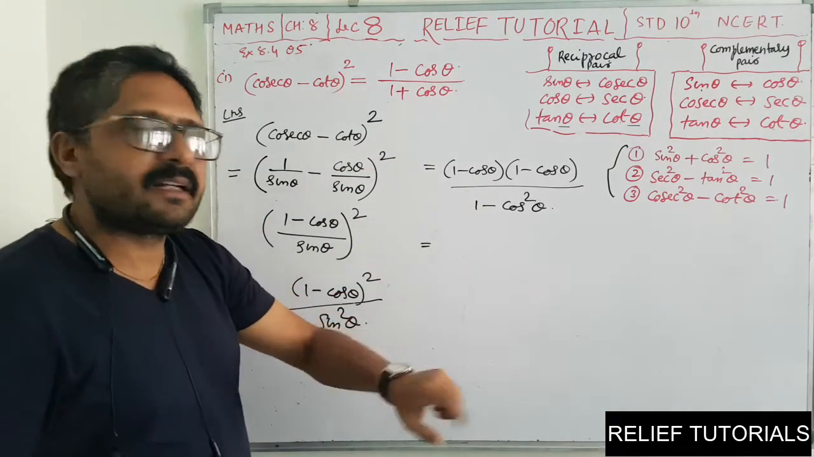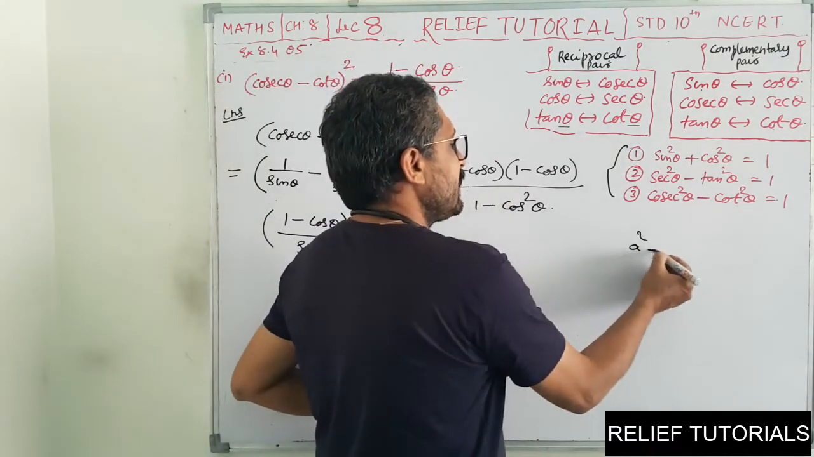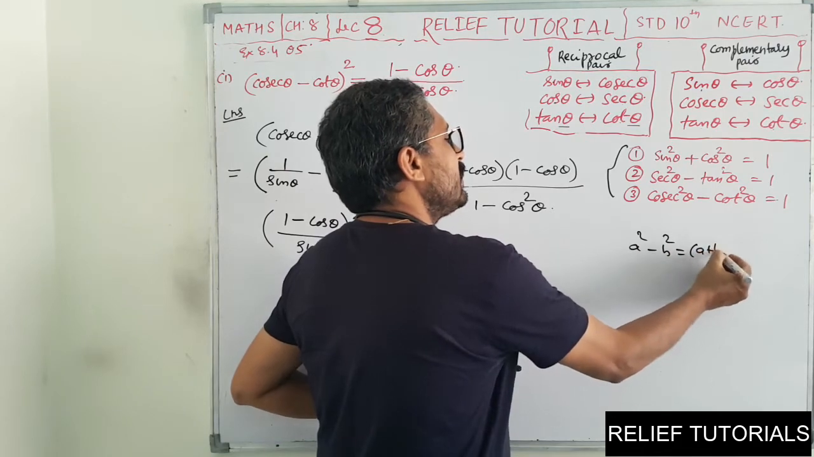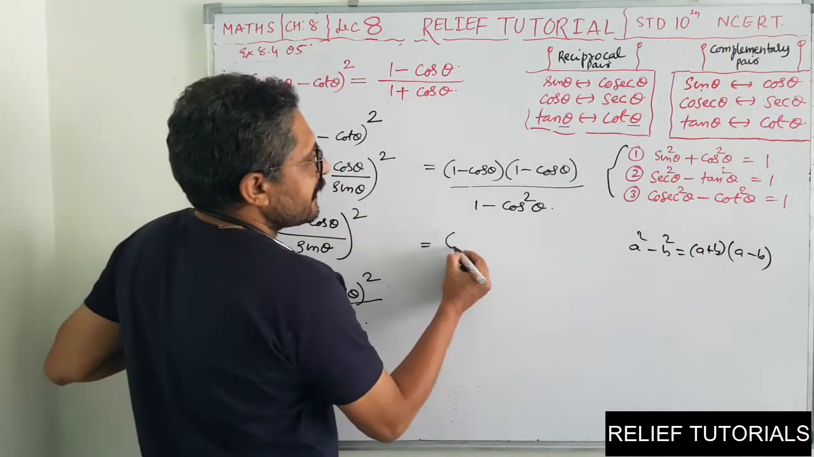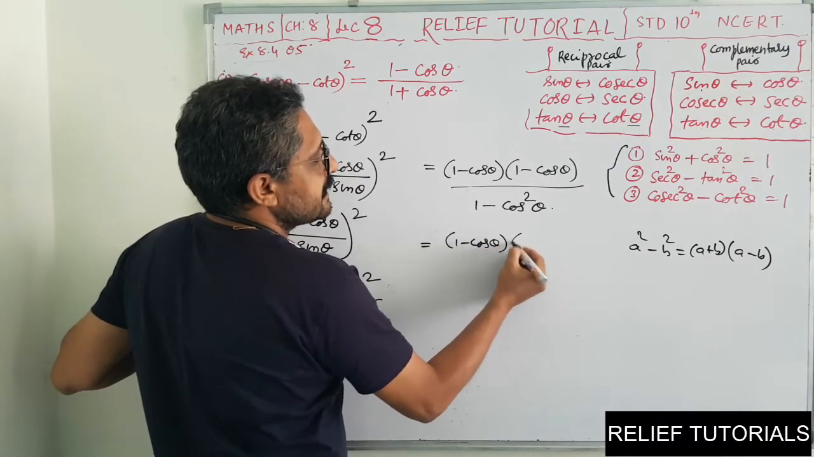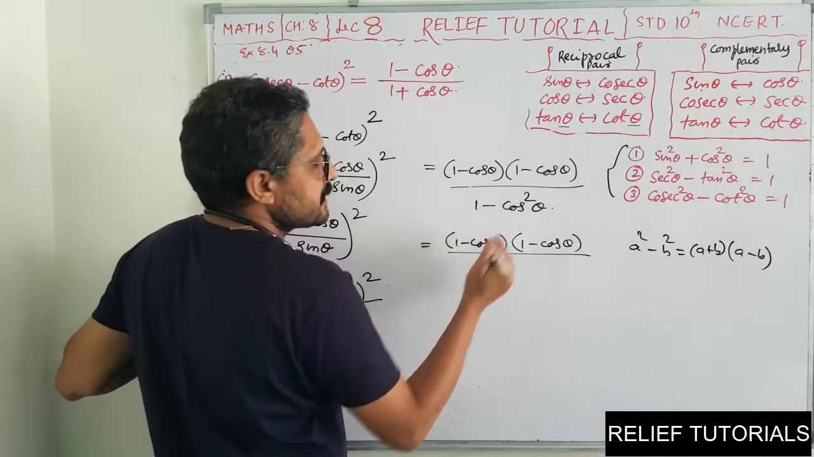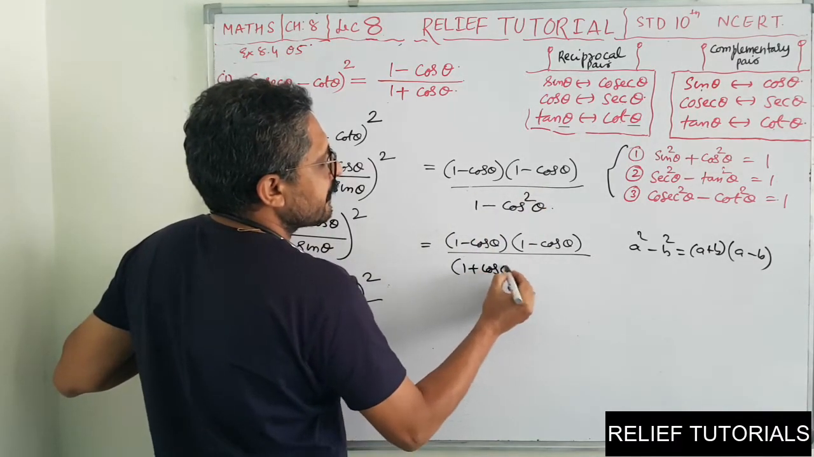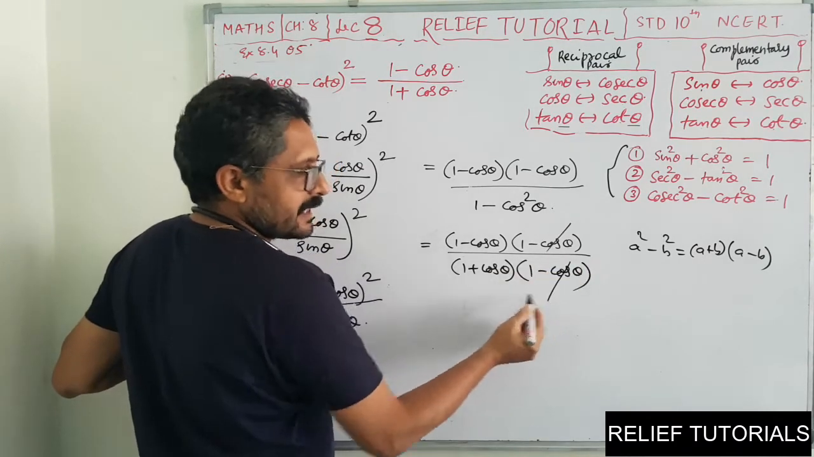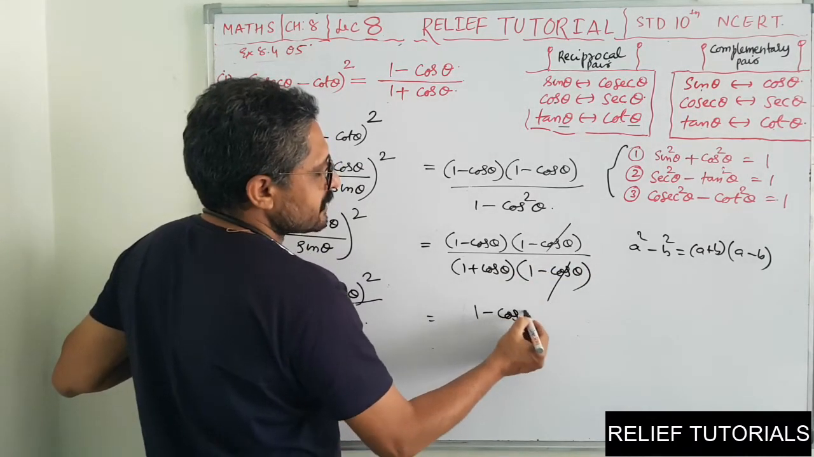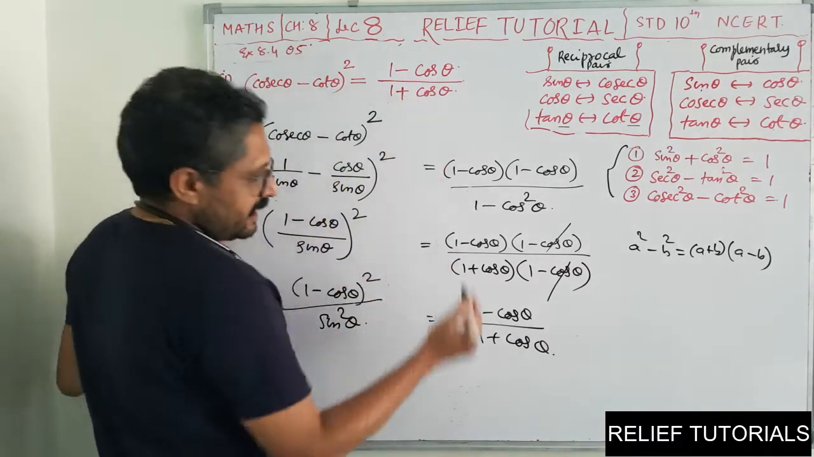Again we don't want a square here, so we will think algebraically. A square minus B square is equal to (A plus B) and (A minus B). So I write 1 minus cos theta as it is, and 1 minus cos square theta becomes (1 plus cos theta)(1 minus cos theta). This will get cancelled. What is left? 1 minus cos theta upon 1 plus cos theta. That is our RHS.